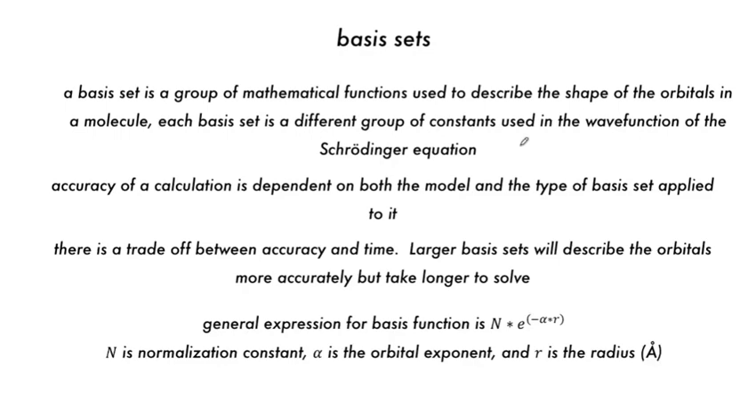The general expression for the basis function is this, where N is the normalization constant, e is the mathematical constant e, to the power of the product of r, the radius of the basis function, times alpha, which is the orbital exponent.